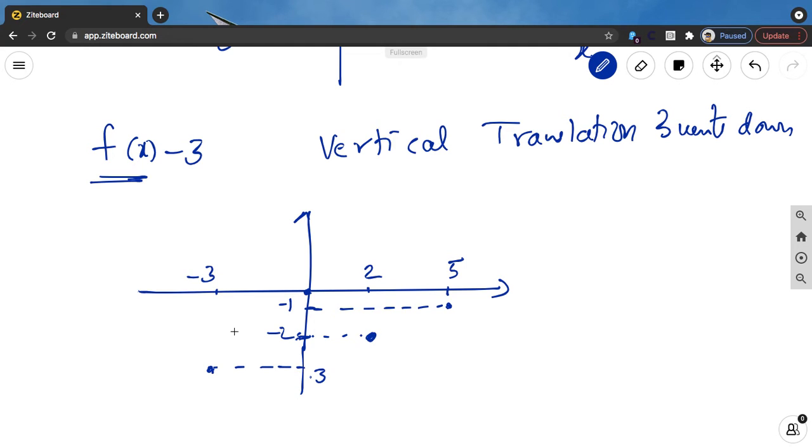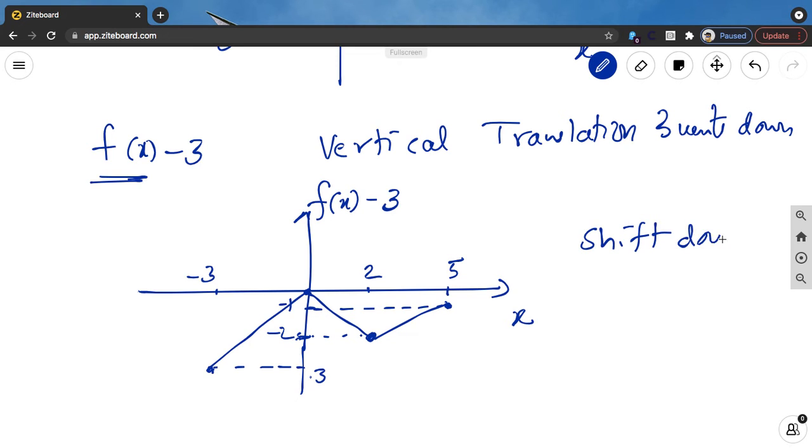So now let me connect the graph. The shape looks the same, but it is shifted 3 units down. So this is f of x minus 3. So shift down, that's vertical translation. The function remains as it is. Nothing happens to the shape. There was a value beyond minus 3 also in the graph, so I will show it as it is. I don't know the values. The values that I know, I will mark correctly.